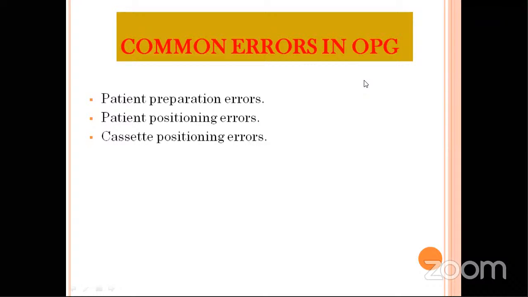So the common errors encountered in the OPG are the patient preparation errors. If the patient is not asked to stand properly, then exaggerated smile lines will be seen. And if the patient is not prepared properly, that is if the ornaments are not removed, or if the patient is asked to stand with the thyroid collar, then a radiolucency or radio opacity will be seen in the image. And if the cassette is not positioned properly, then the entire jaws will not be captured properly.